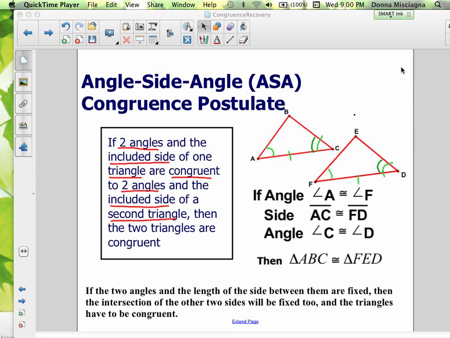All right, so two angles and the length of a side between them are fixed. The intersection of the other two sides will be fixed too, and the triangles have to be congruent. It's like you're just sending them on a pathway following the angle. They're going to have to intersect at B and E.